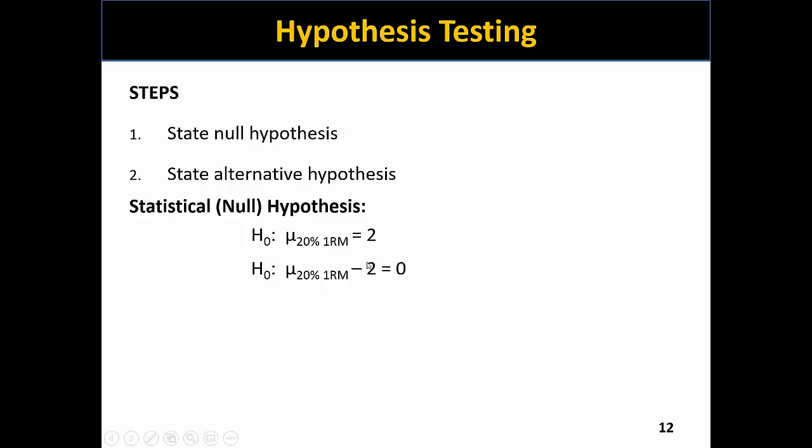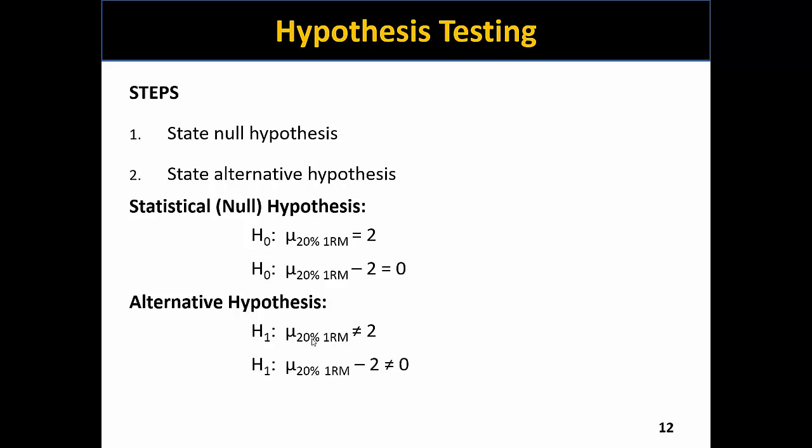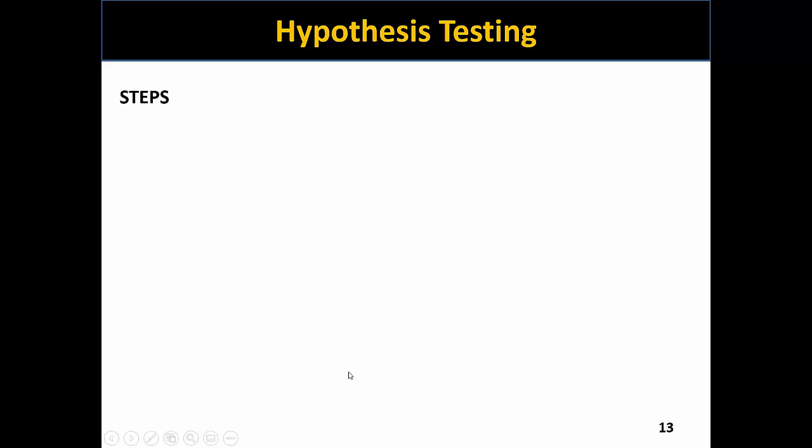So in stating the null hypothesis, either one of these 2 approaches can be used. We then automatically state the alternative, in that the alternative states that the sample will not be different than 2 at a 20% lifting load. Stated in a different way, we transpose the 2 to the other side, and the difference would not be equal to 0. Moving on to the third step, we choose our alpha level.